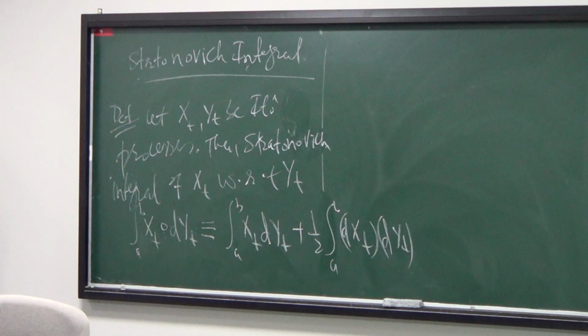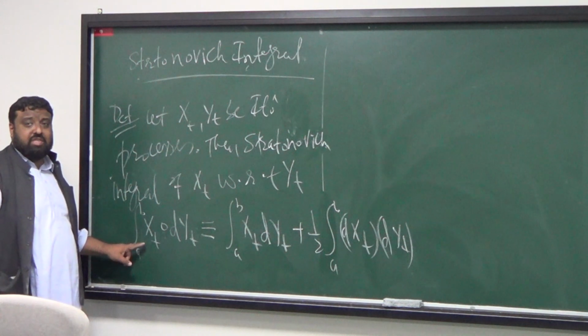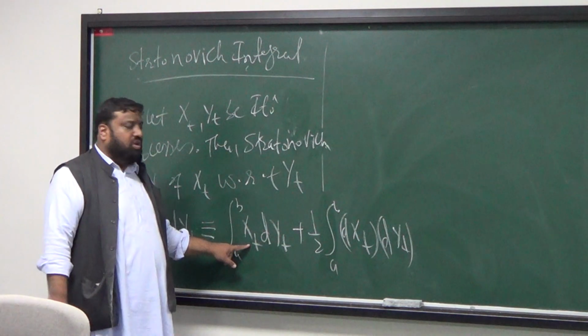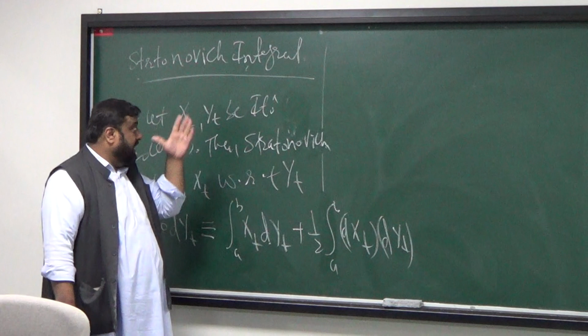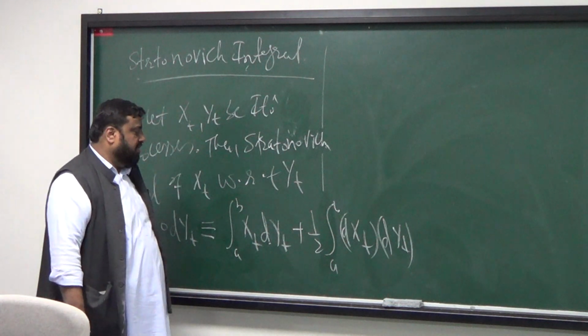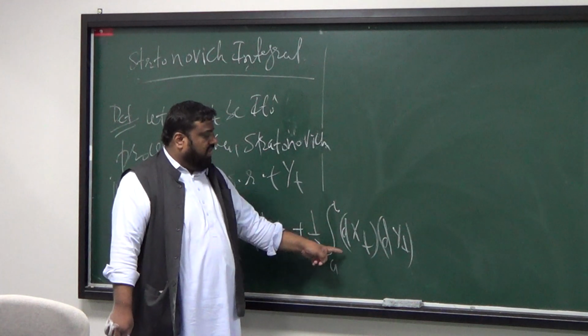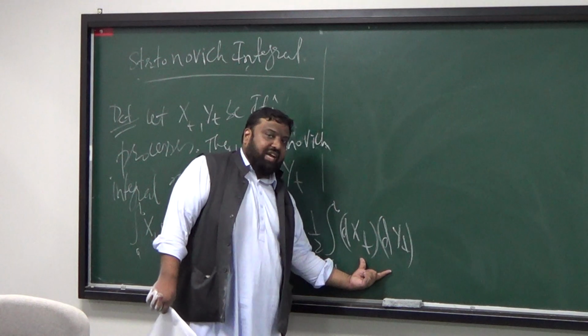So if you want to integrate a process xt with respect to yt, then what do you need to do? Simply integrate xt with respect to dyt. Then compute the integral of dxt with respect to dyt. This is going to be a deterministic integral. I mean, think about it.